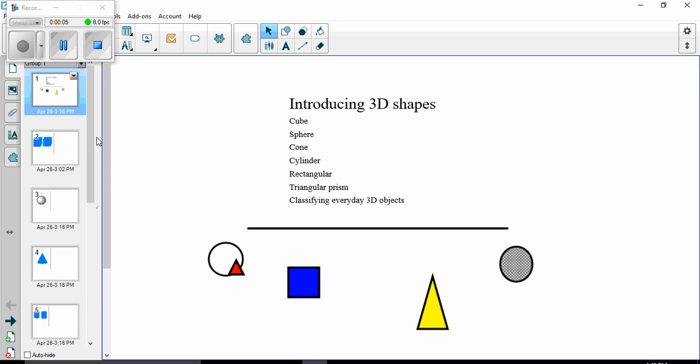I chose to do my lesson on 3D shapes. Today I'll be going over how to draw cubes, spheres, cones, cylinders, and rectangular and triangular prisms, and I'll also be giving examples of some of these 3D objects.